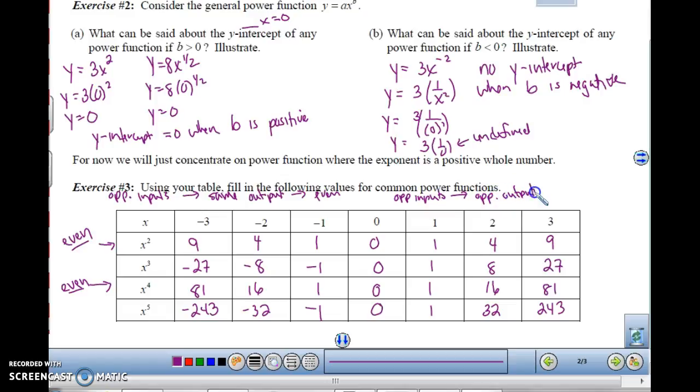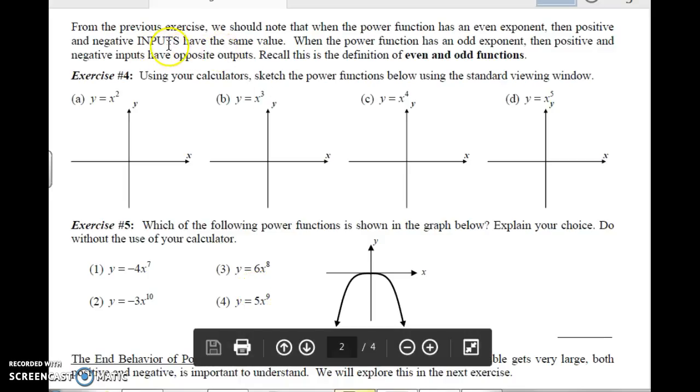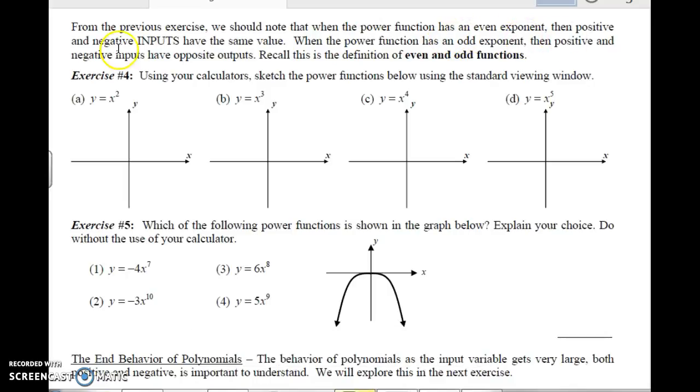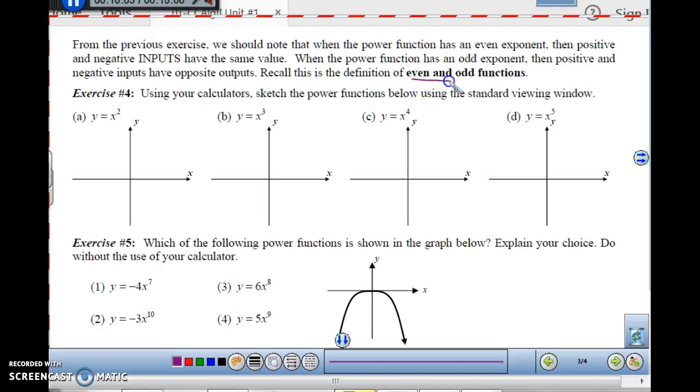So what does that tell you about this function? It is going to be odd. So x to the third is an odd function, and x to the fifth is also odd. We can notice that pattern. Just to remind us: when the power function has an even exponent, positive and negative inputs have the same value. When the power function has an odd exponent, positive and negative inputs have opposite outputs. This is the definition of even and odd, which we were just talking about.